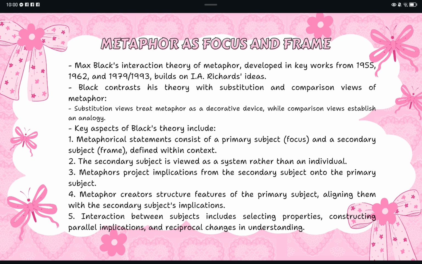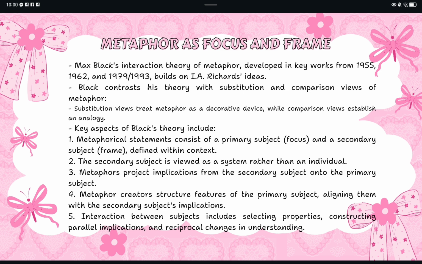So the key aspects of Black's theory include: first, metaphorical statements consist of a primary subject, which is the focus, and a secondary subject, which is the frame that can be defined within context. Second, the secondary subject is viewed as a system rather than an individual. Third, metaphors project implications from the secondary subject onto the primary subject. Fourth, metaphor creators structure features of the primary subject, aligning them with the secondary subject's implications.